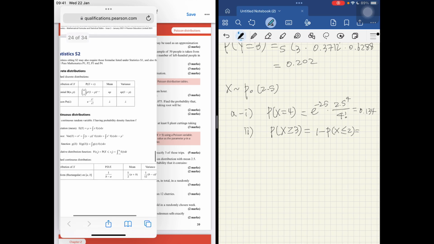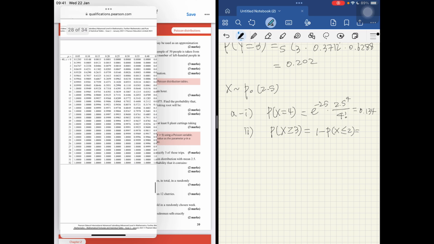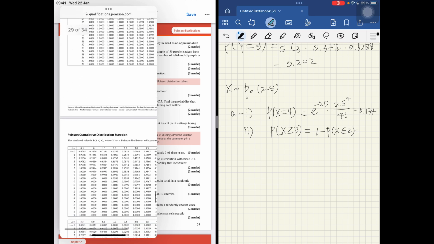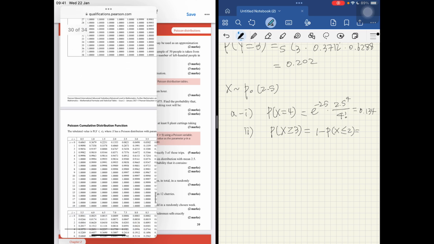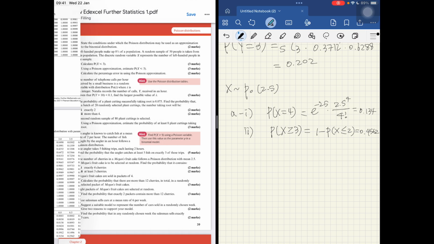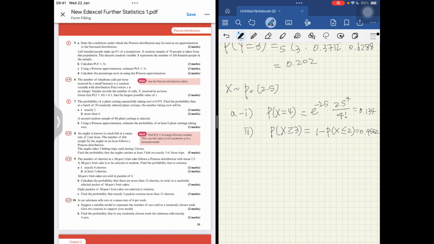And this is from the table, 2.5. Here, smaller than or equal to 2 is 0.5438. Then 1 minus that is 0.4562.